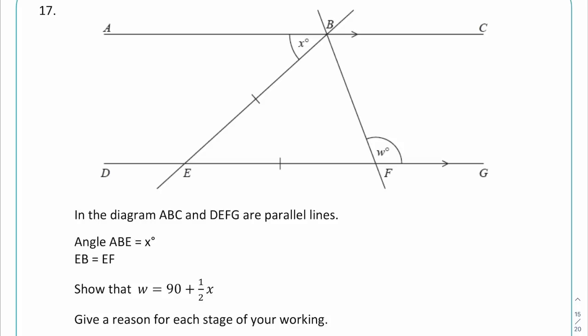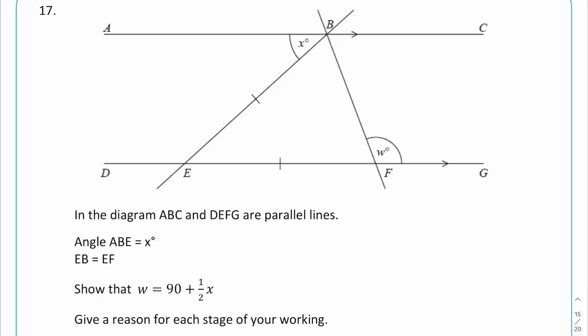Okay, so for this question we have angles in parallel lines, and just looking at it straight away, we've got some algebra involved. We've got an angle here which is just x and an angle here which is w. So we better read the question. It says in the diagram, ABC and DEFG are parallel lines. Angle ABE is x and EB equals EF, which we can see via these lines here that we have an isosceles triangle involved. It then says show that w is equal to 90 plus half x and give a reason for each stage of your working. So we do have quite a lot to do here, so let's have a look.